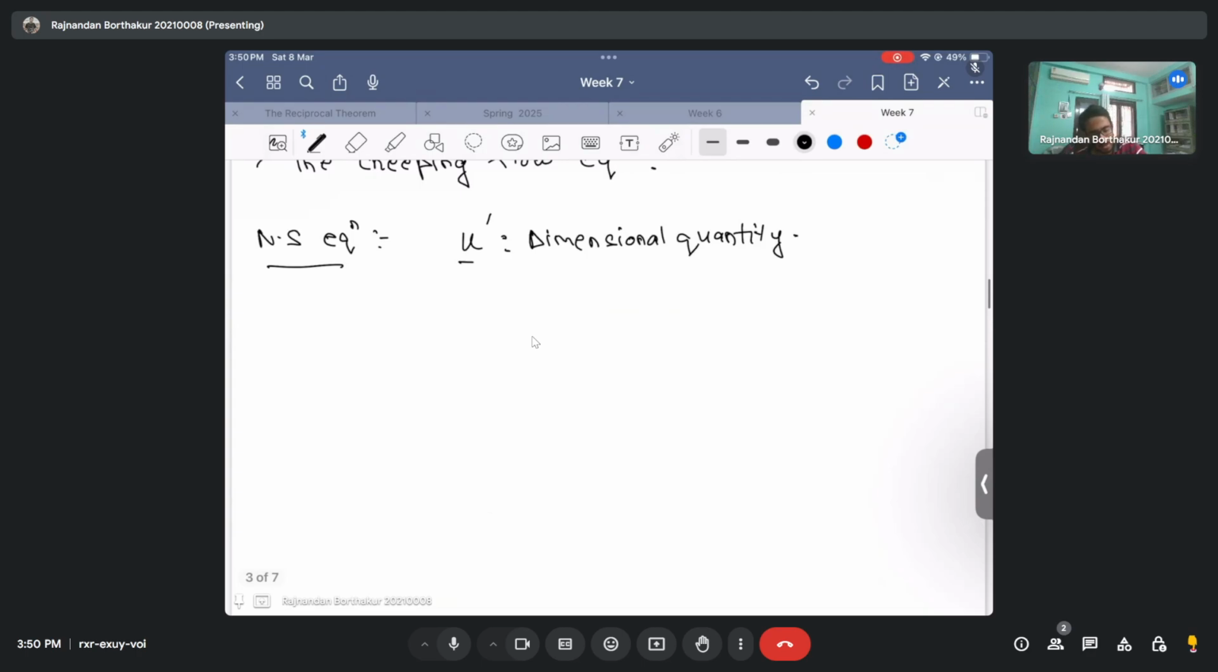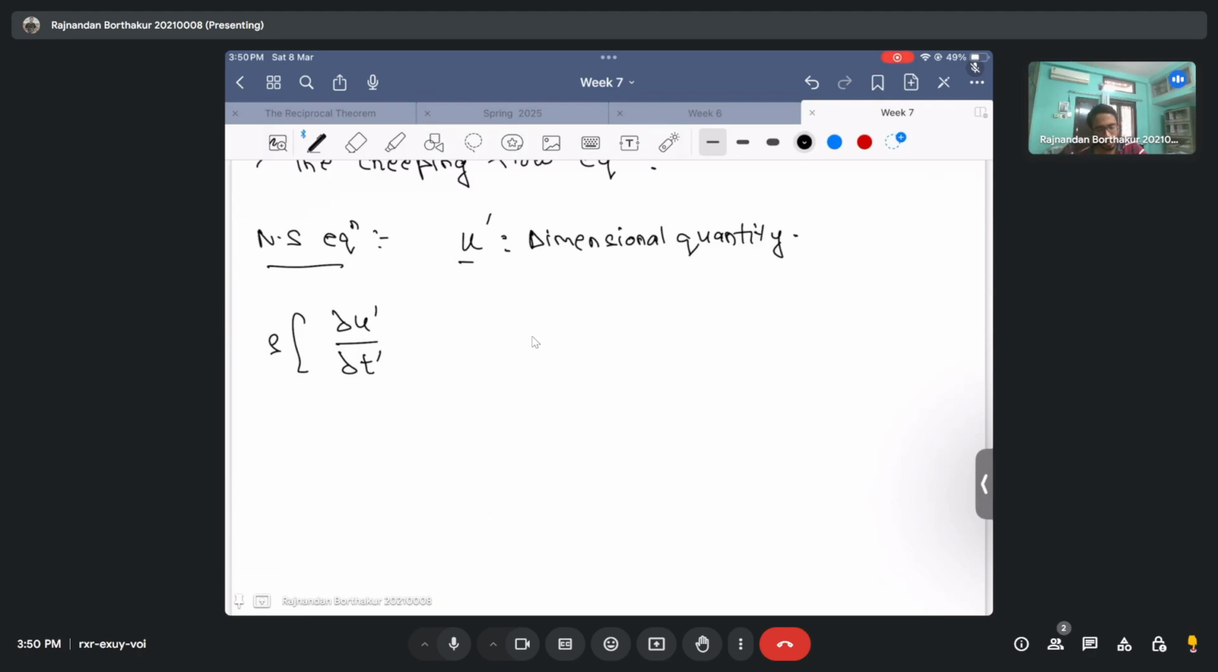Then my Navier-Stokes equation becomes basically what? It is rho times, that's simple, we have been doing it many a time, del u dash by del t dash, where dash is nothing but my dimensional quantity. The idea of writing dash is that since we'll be mostly dealing with non-dimensional quantities, I want them to be a little bit simplified. That's why we write the dimensional as dash, and we'll write the non-dimensional as just anything without a dash.